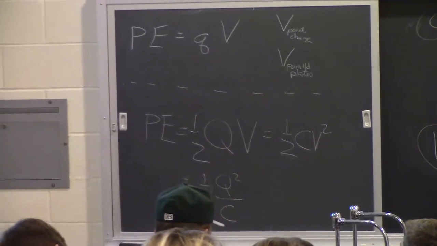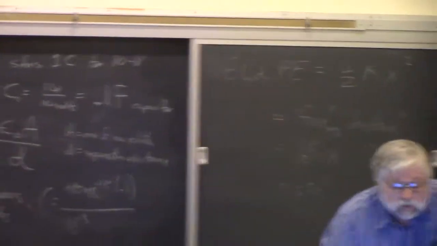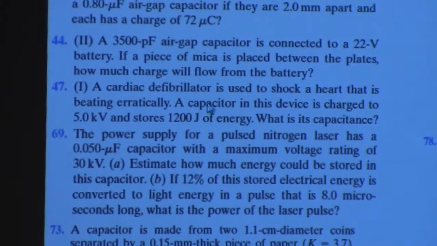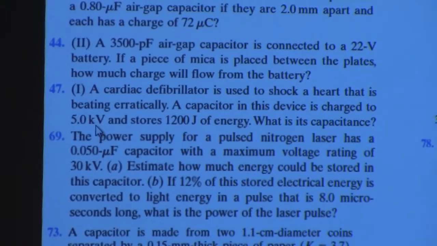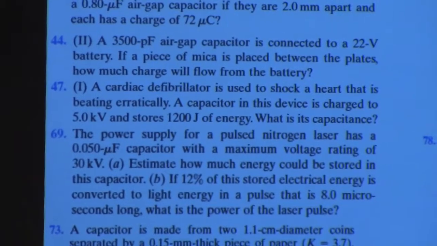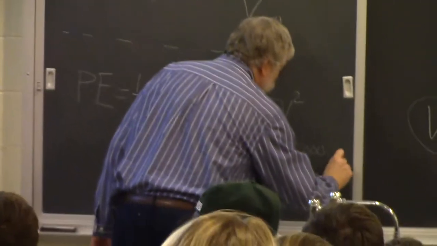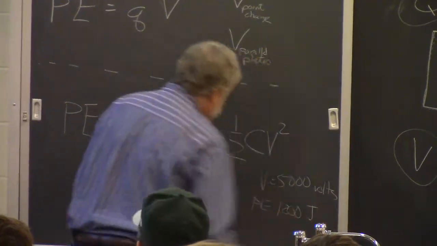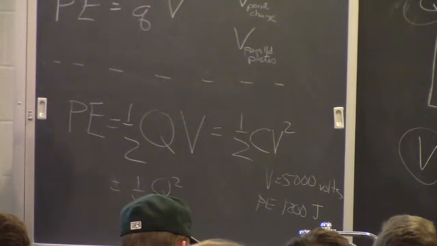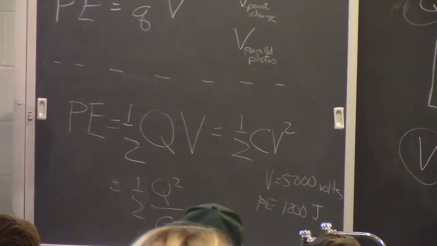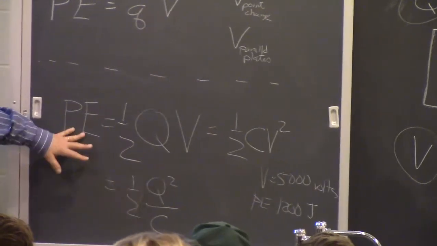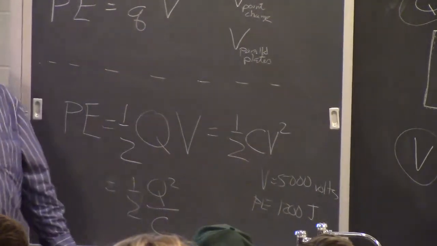For instance, let's see, here's an energy one, the defibrillator. How much capacitance for a defibrillator? If the capacitor is at 5,000 volts and supplies 1,200 joules of energy. So I know V is 5,000. Potential energy was 1,200 joules. If you wanted to calculate the capacitance for just those two numbers, which form for potential energy would you use? The one that's got potential energy and voltage, and then solve for C.